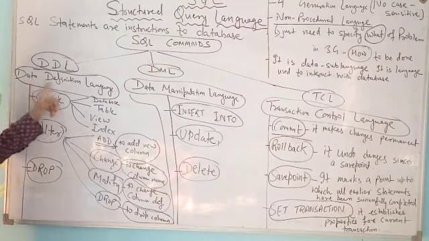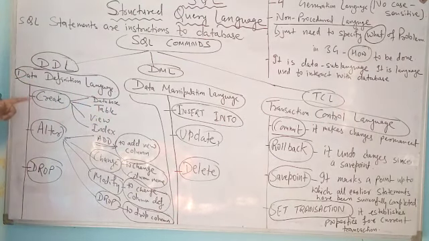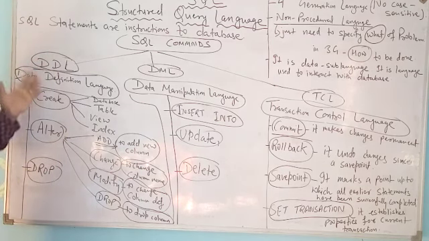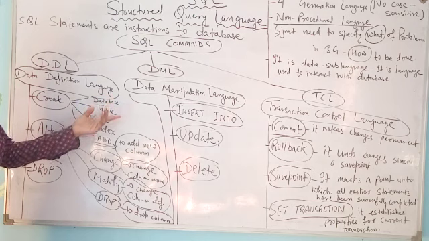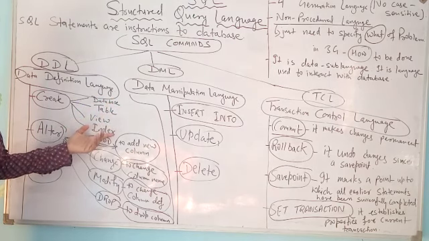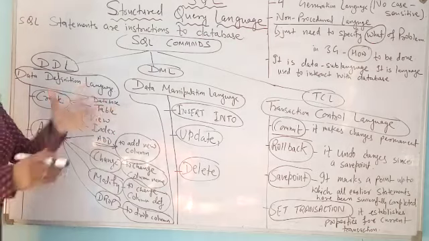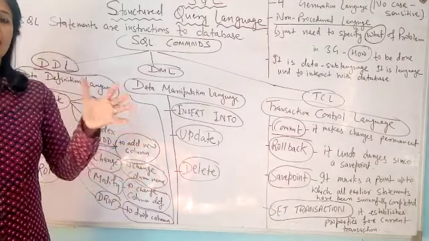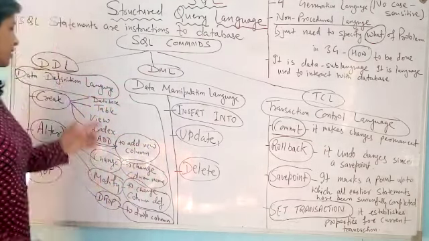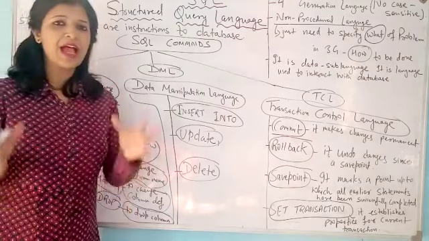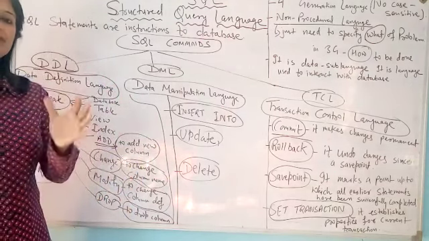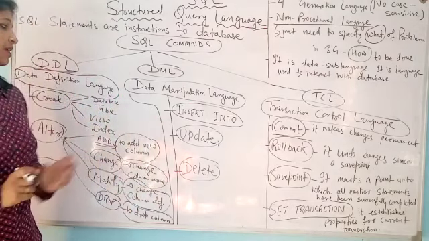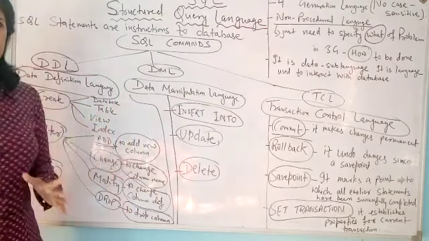Now, in Data Definition Language, we have basically three categories of command: create, alter and drop. The create command is used to define the data, and data can be in the form of database, table, view and index. Database is basically a container which contains interrelated tables. Next is the table. Table is the actual data structure which is going to hold the data. So it is very important in a database.